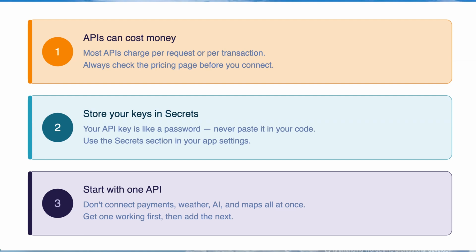Tip number 2, store your keys and secrets. I said it before, but it's worth repeating. Your API key is like a password. If you paste it into the chat or into your code directly, anyone who sees your code can use your account. Always use the secrets section in your app settings. And finally, start with one API. Don't try to connect payments, weather, AI, and maps all at once. Get one thing working, understand how it flows, then add the next one.